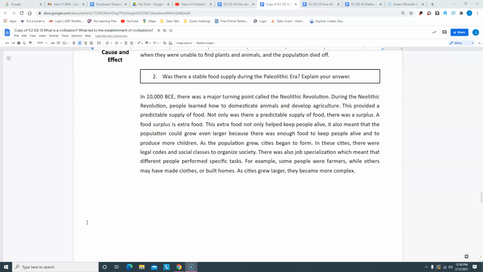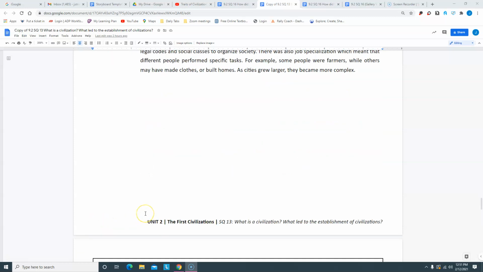This extra food not only helped keep people alive, it also meant that the population could grow even larger because there was enough food to keep people alive and to produce more children. As the population grew, cities began to form. In these cities, there were legal codes and social classes to organize society. There was also job specialization, which meant that different people performed specific tasks. For example, some people were farmers, while others may have made clothes or built homes. As cities grew larger, they became more complex.